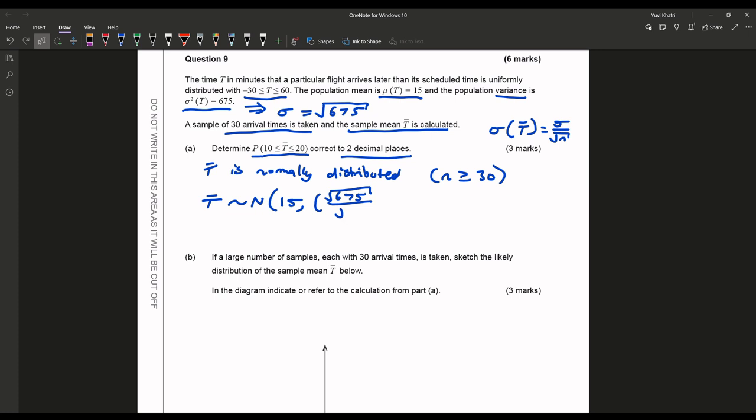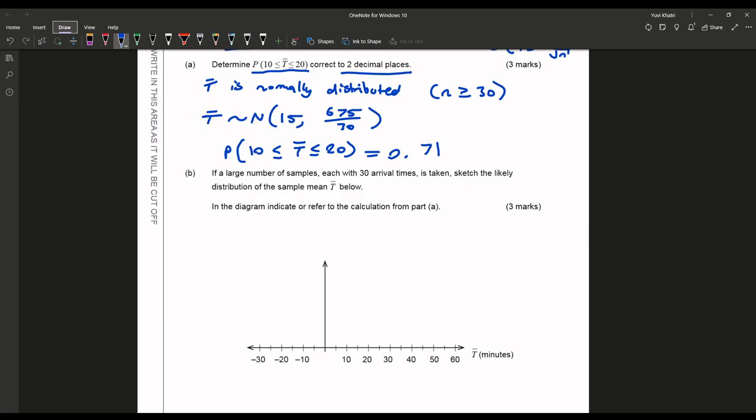And we know that n is 30. Now all of that's going to be squared because it's the variance. And we can just simplify this to make it 675 over 30. Now we just need to find this probability that t bar is between 10 and 20. And we just use norm CDF in our calculator, and we get 0.71 to 2 decimal places.